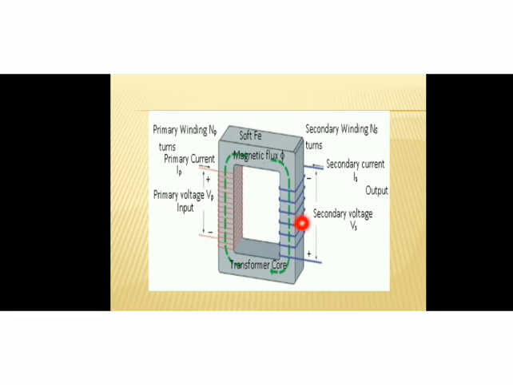And this end, the blue color coil, represents the secondary coil, and it is the output end of the transformer. We receive output from this end of the transformer, and the voltage across this end will be secondary voltage, current will be the secondary current. And this is the soft iron core. Both the coils are wound over this soft iron core. So these are the important parts of the transformer, primary and secondary windings. The number of turns associated with the primary coil can be considered as NP, N suffix P. And similarly, the number of turns associated with the secondary coil can be considered as NS.